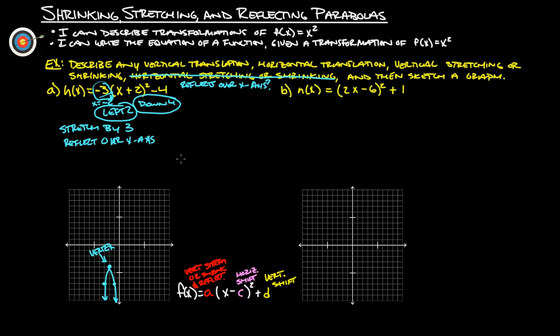Normally we want to have 5 points. This gives us 3 for sure. So here's what I would do to come up with the next points. I know that this is at negative 2, negative 2, negative 1.